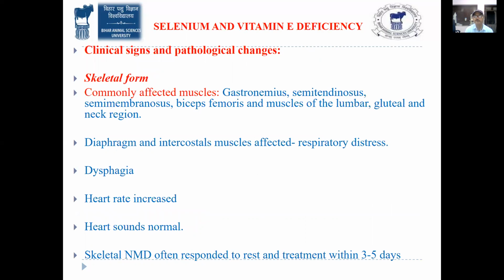Commonly affected muscles are gastrocnemius, semitendinosus, semimembranosus, biceps femoris, and muscles of the lumbar, gluteal, and neck regions. If the diaphragm and intercostal muscles are affected, respiratory distress appears. Dysphagia occurs due to involvement of the tongue muscles. Often cardiomyopathy occurs. Heart rate may be increased, but heart sounds are normal.